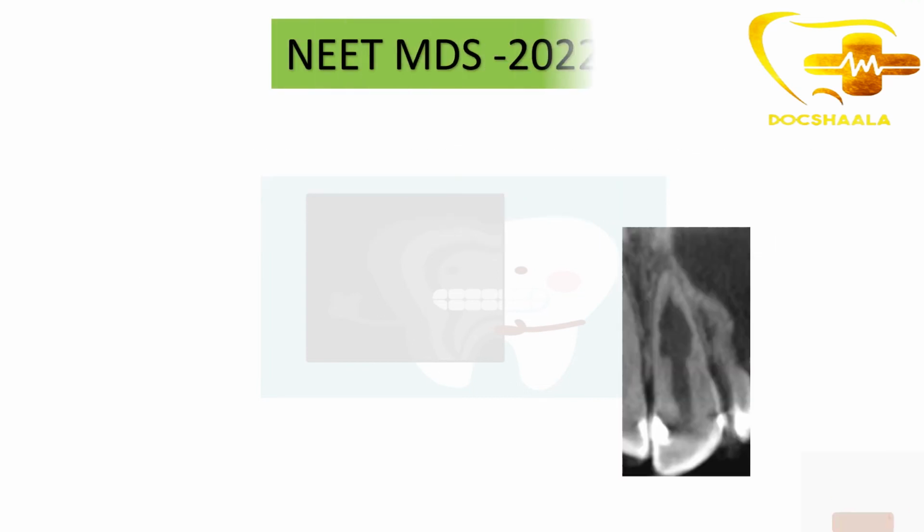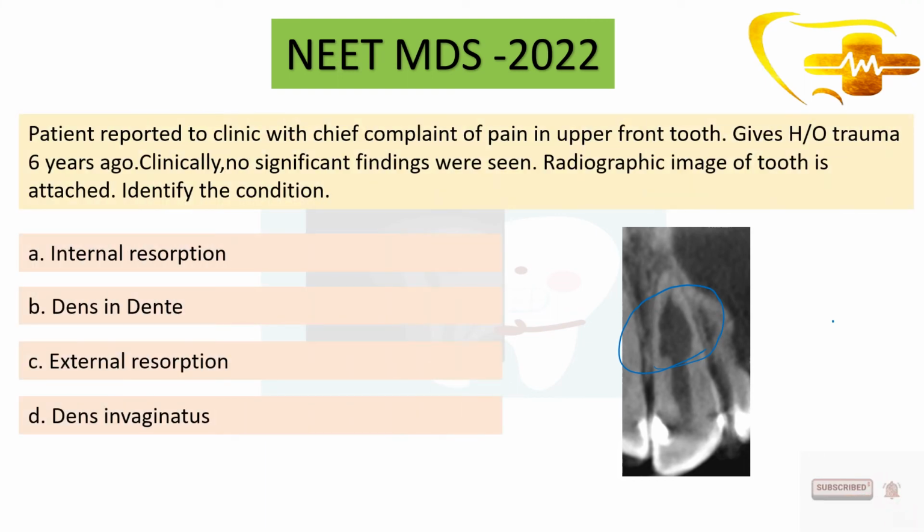So the question that was asked in NEET MDS 2022 was, this image was given. As you can see, the lesion can be appreciated in the apical third. The question was a clinical one. A patient reported to the clinic with a chief complaint of pain in the upper front tooth, gives a history of trauma 6 years ago. Clinically no significant findings were seen. The radiographic image of the tooth is attached.